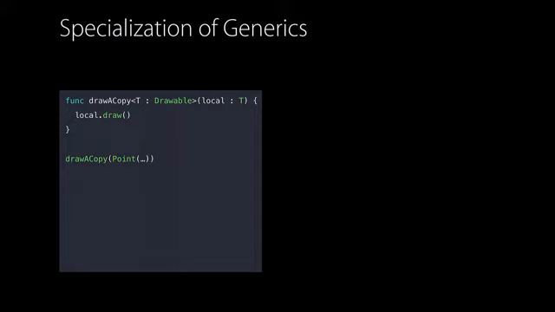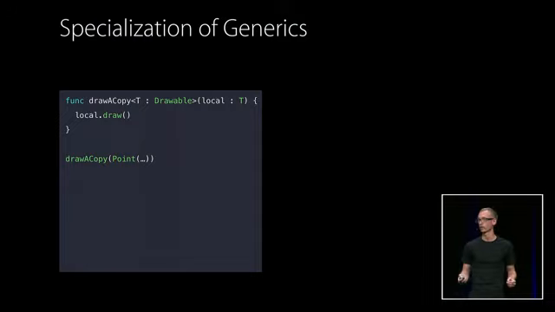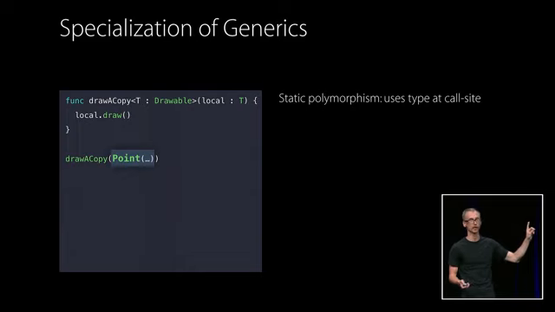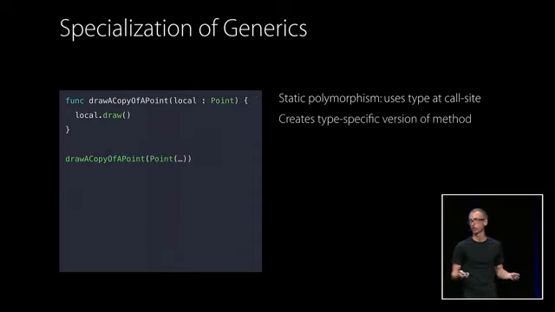Now you might ask, is this any faster? Is this any better? Could I not have just used protocol types here? Well, this static form of polymorphism enables a compiler optimization called specialization of generics. Let's take a look. So again, here's our function, drawCopy, that takes a generic parameter, and we pass a point to that function call of that method. And we have static polymorphism, so there's one type at the call site. Swift uses that type to substitute the generic parameter in the function and create a version of that function that is specific to that type.